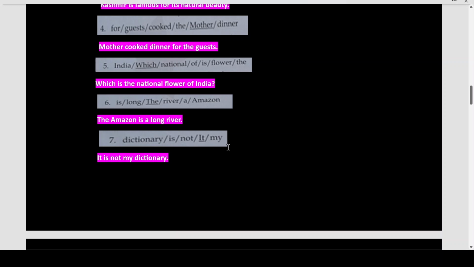It is not my dictionary. Now, it, we are referring to the subject. It is the subject. Is the verb. What is the object? My dictionary. It is not my dictionary.